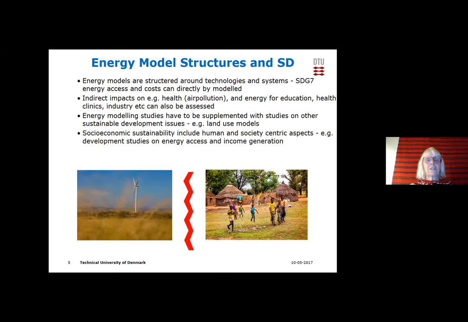This is, for example, land use models, because if we want to use high shares of bioenergy crops in our energy system model, then we are really influencing some other important sustainable development aspects. And another issue which we don't include too well in our models, of course, is all these socio-economic sustainability aspects, like human and societal development, and we need to supplement with models that can also address energy access and income generation that way. And this is what I'm trying to illustrate with the pictures I have on the slide here.